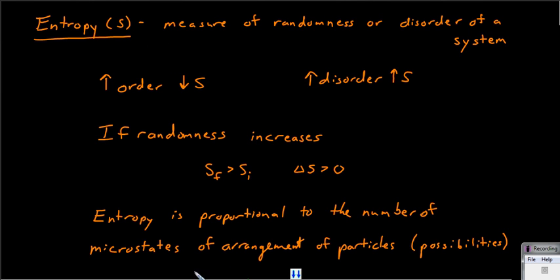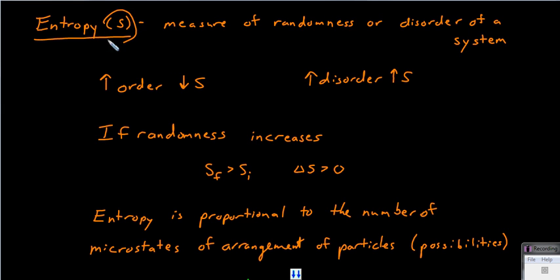Now, entropy, which is represented by capital S, is a measure of the randomness or disorder of a system. So we could say that if you increase the disorder of the system, you increase entropy. Really, entropy is just kind of synonymous with disorder. If you increase order of a system, then you decrease entropy.